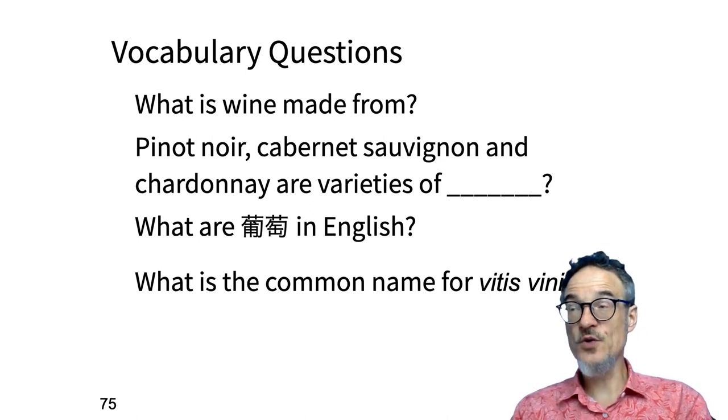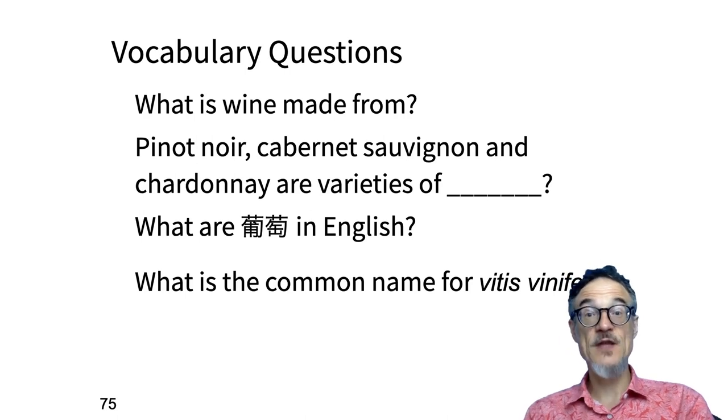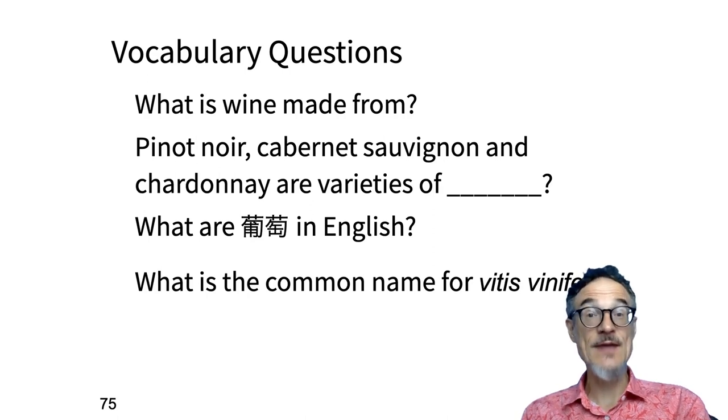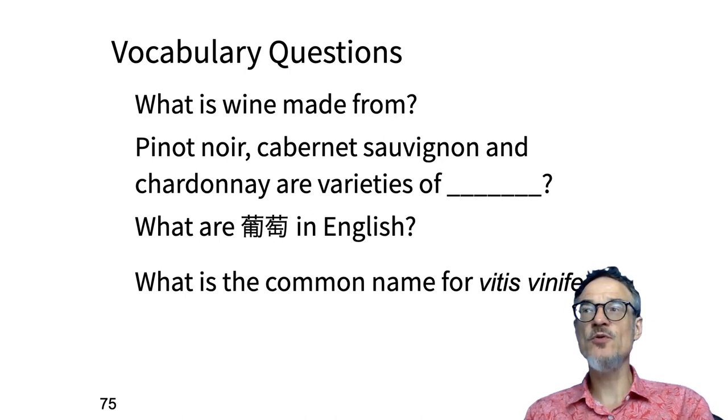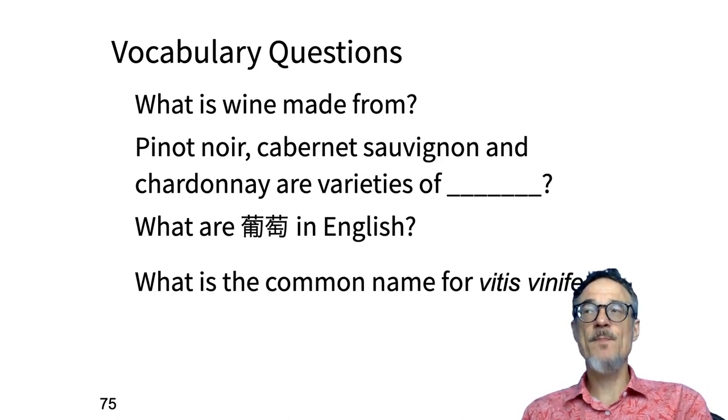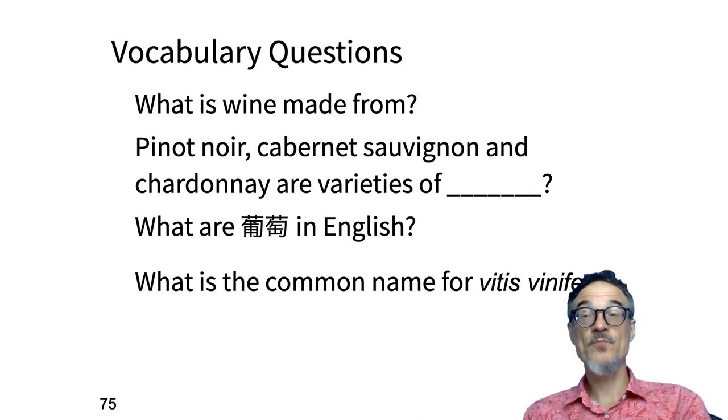The next one, if you can read Japanese, then you can answer this question. If you can't read Japanese, it's very difficult to get this question right. And the final question is the Latin name, the scientific name for grapes. So if you're a botanist or a viniculturist, if you grow wine, then you may know this. Most English speakers don't know this word. So as we can see, there are many different things to know about this one word, grapes.